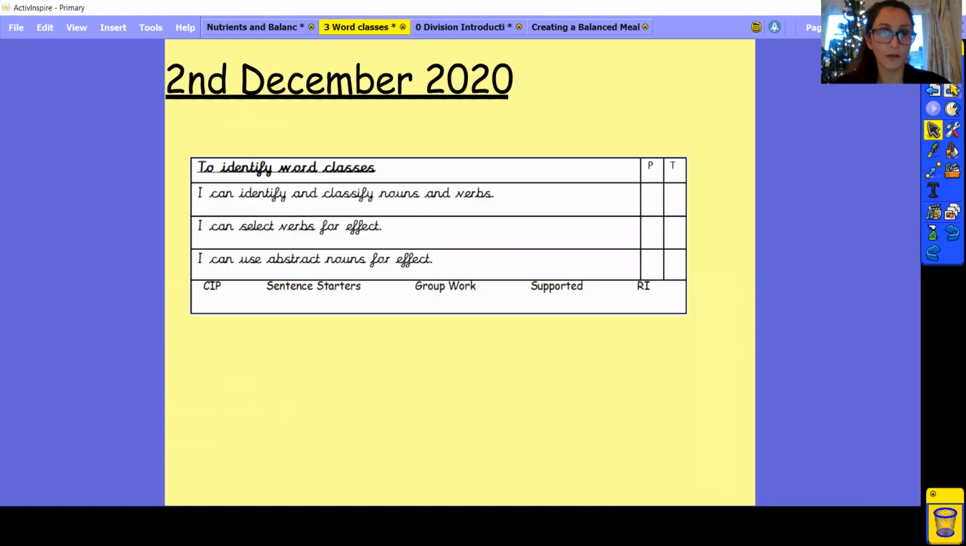So we have got today for our learning objective, we've got to identify word classes. So I can identify and classify nouns and verbs. I can select verbs for effect, and I can use abstract nouns for effect as well. So some of this we're going to use for tomorrow as well, but today we are identifying and classifying nouns and verbs.